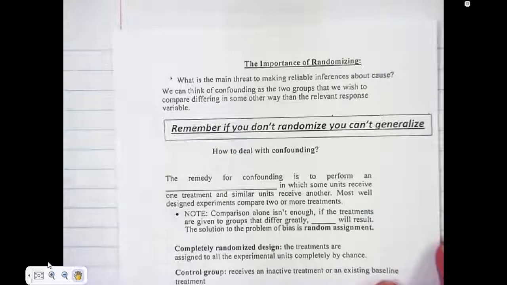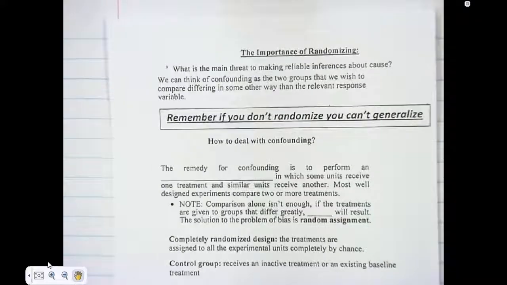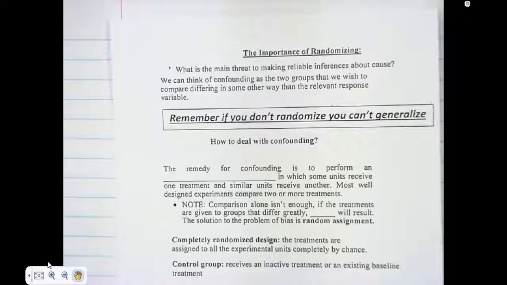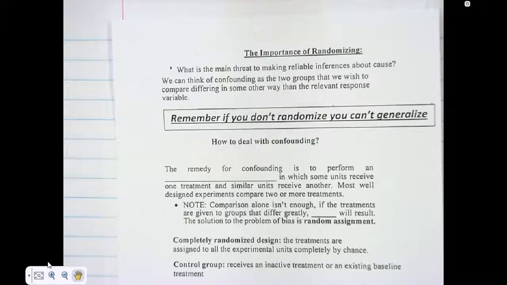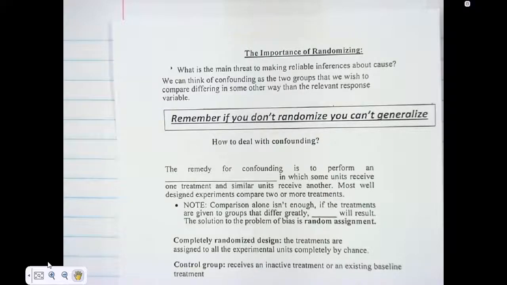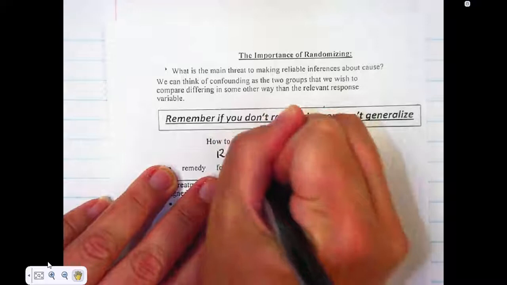Now, since randomization is so important, I want to make sure we hit the importance of it. Okay, so right here we have, what is the main threat to making reliable inferences about cause? We think of confounding as the two groups that we wish to compare differing in some other way than the relevant response. Remember, if you don't randomize, you can't generalize. So again, no randomization, you can't generalize to the population. So the first question here, how do we deal with confounding? Well, obviously it's randomization.